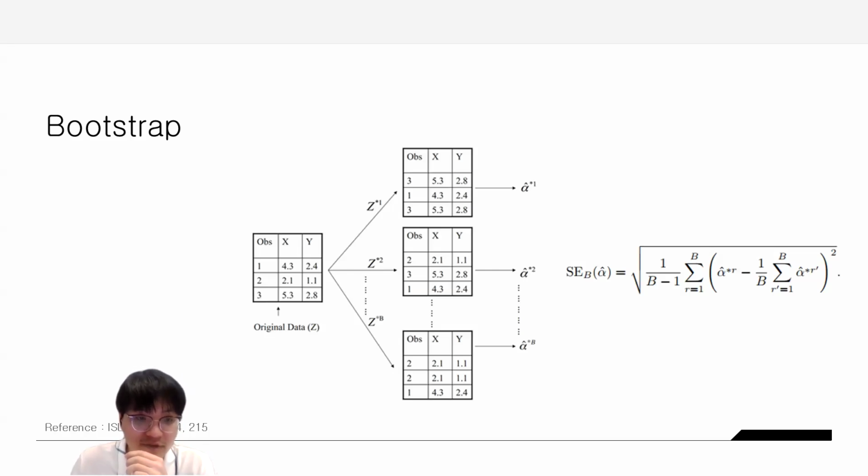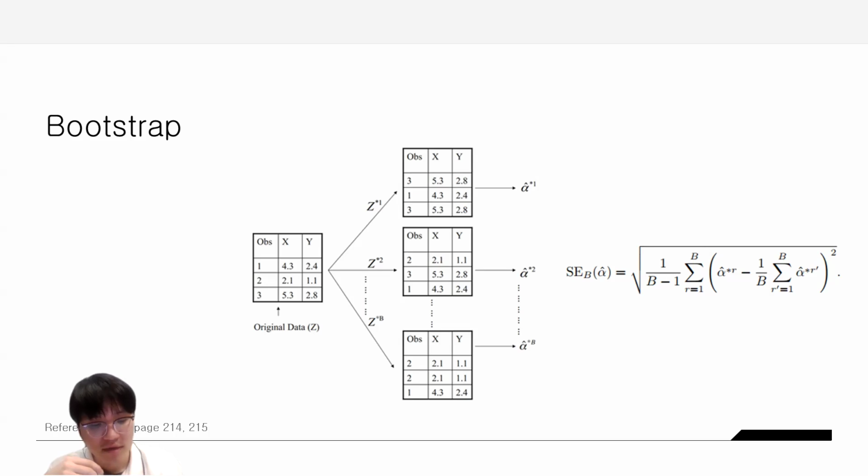In the figure, there exists the original data set Z, and we repeatedly draw B sub data sets from the original data set, each of size n, with replacement. If we see here, Z contains 1 to 3, but some contain 3, 1, 3, and some contain 2, 3, 1, and some contain 2, 2, 1 like this, with replacement. Each of these small data sets is called a bootstrap data set.